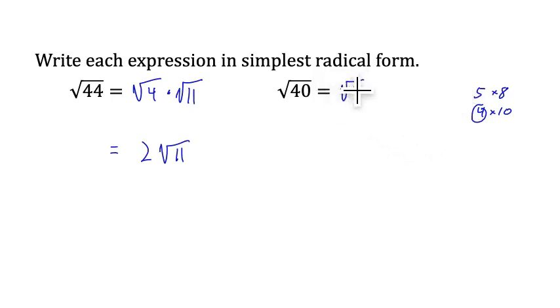So the square root of 40 equals the square root of 4 times the square root of 10. Now the square root of 4 equals a plain old 2. So this equals 2 times the square root of 10. Now we could keep going, but the factors of 10 are 2 and 5, other than 1 and 10. And neither of those numbers are perfect square roots. So we have it in simple radical form. So the square root of 40 equals 2 times the square root of 10.